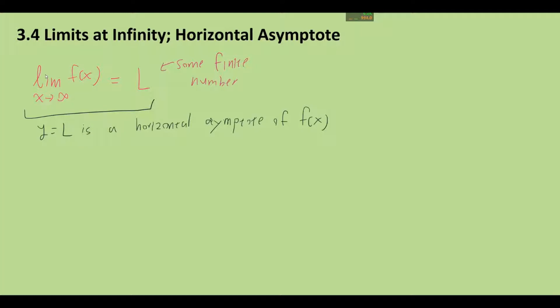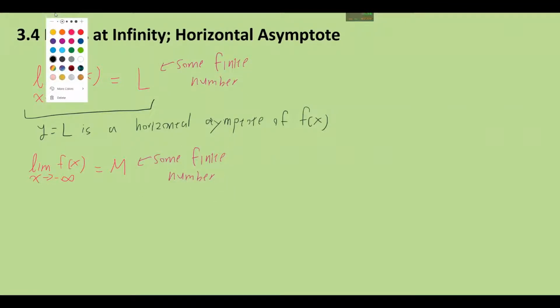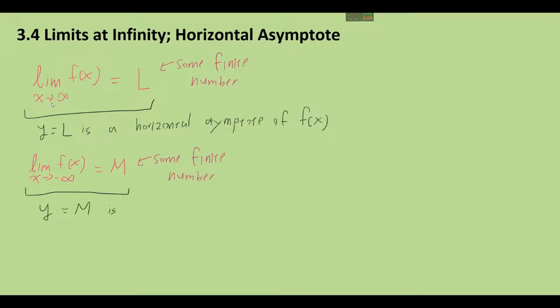Okay, and I'll show you guys a picture in a second. And we also can take the limit to negative infinity, right? Limit of f of x as x approaches negative infinity. Let's say it's equal to some finite number m, right? So m is here also some finite number. Then we can say the same thing about this value of m, right? y equal to m is a horizontal asymptote of f of x.